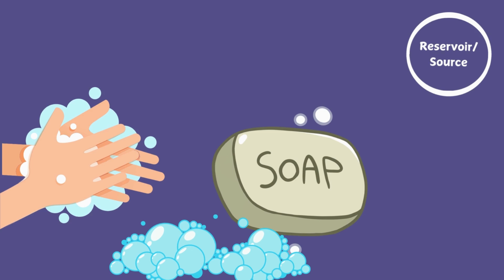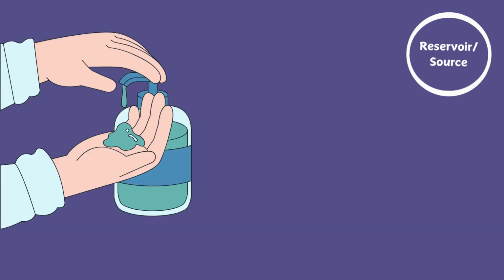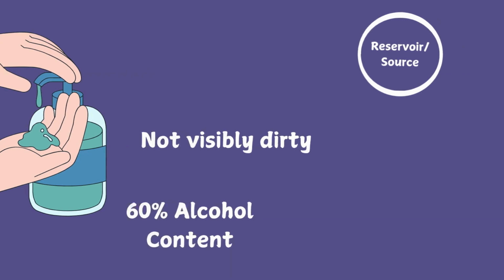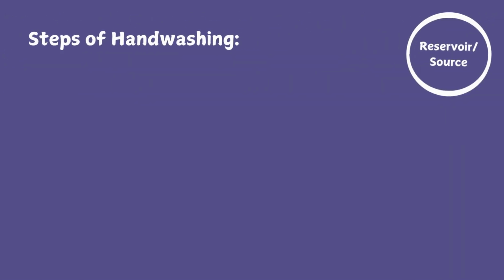Whenever possible, wash your hands with soap and water, as this is the most effective method. However, if soap and water aren't available and your hands are not visibly dirty, you can use a hand sanitizer with at least 60% alcohol content. This can help kill many microorganisms and prevent their spread. The proper steps for effective hand washing are as follows.